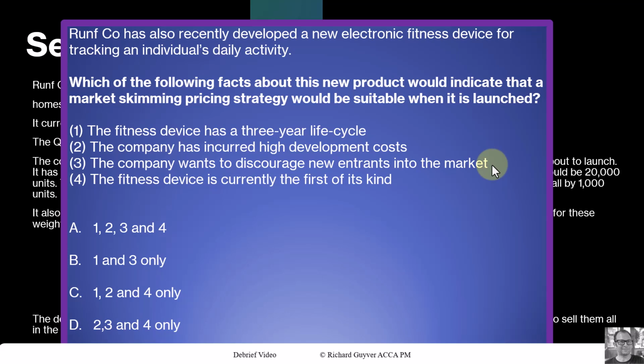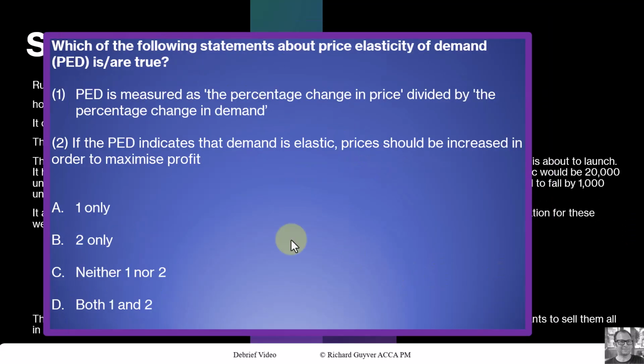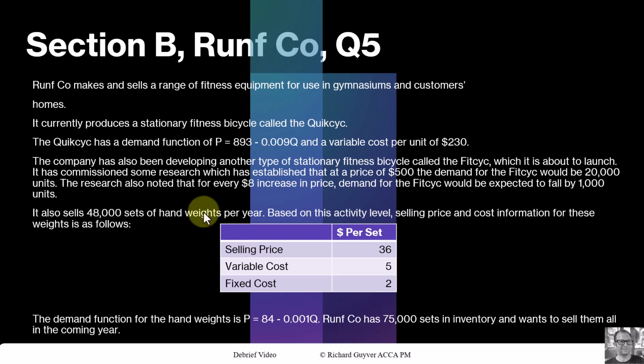The fitness device is currently the first of its kind. Any sort of innovative or new or unique product also supports a market skimming strategy. So the correct answer is 1, 2 and 4, so that's C. And then finally, question 5, which of the following statements about price elasticity of demand is or are true? Again, this has nothing to do with the information here, it's just the same topic area.